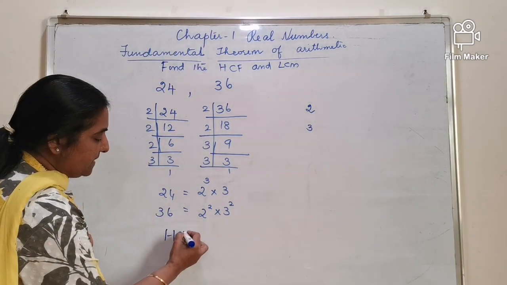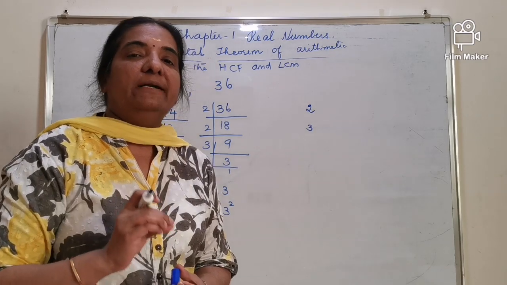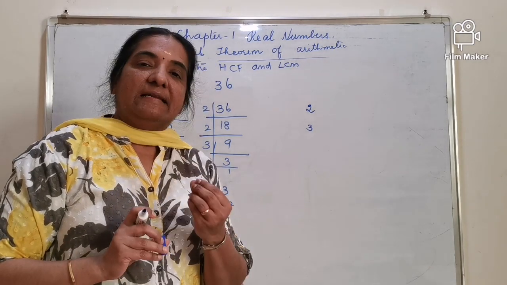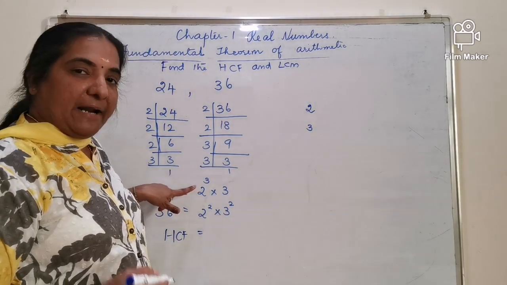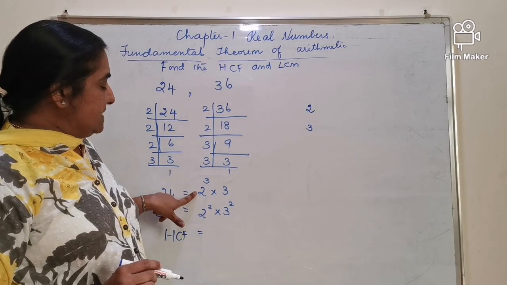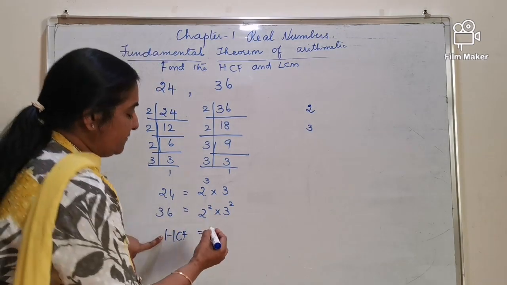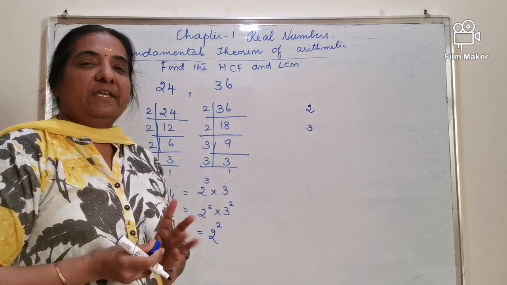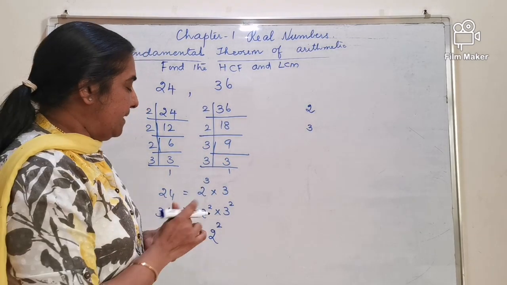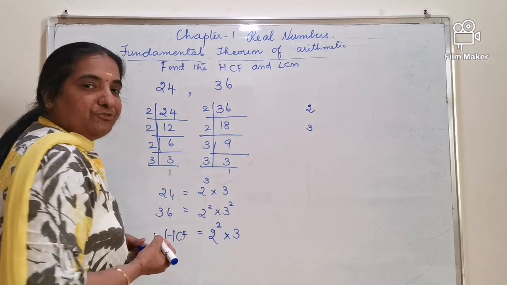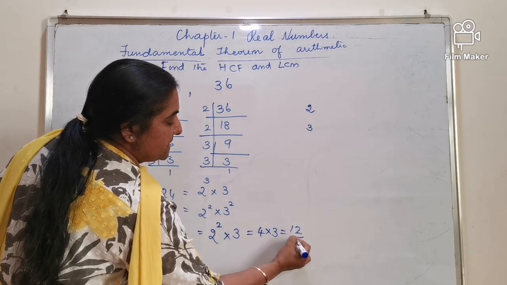The HCF is the product of the least power of the common factors. You can see here the common factor, the prime factor 2. In the first number it is 2 cubed and in the second number it is 2 square. For HCF, the least power of the common factor. For the prime factor 3, it is 3 to the power of 1 and 3 to the power of 2. The least power is 3. Therefore, the HCF is 4 into 3, which is the same as 12.